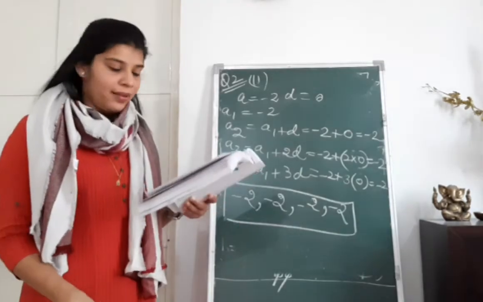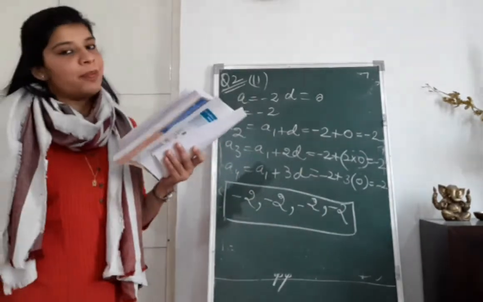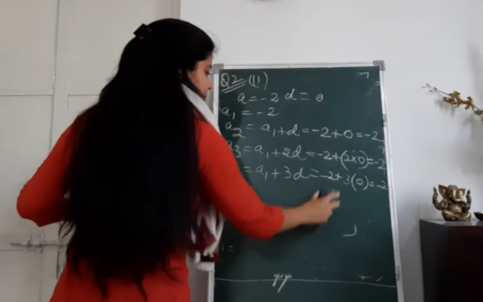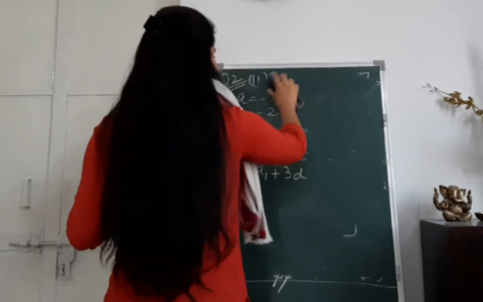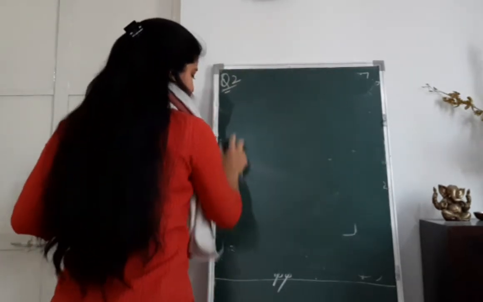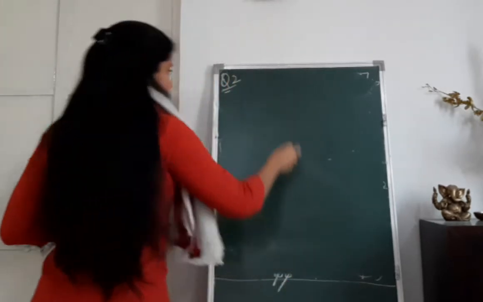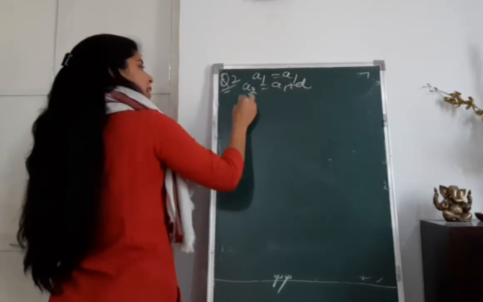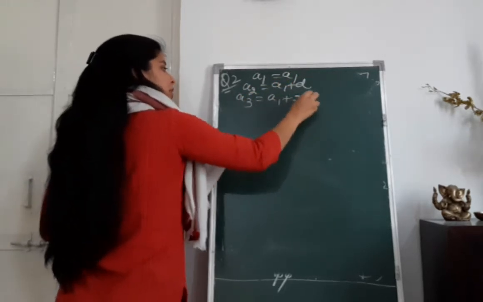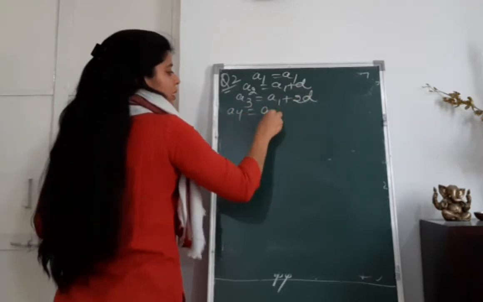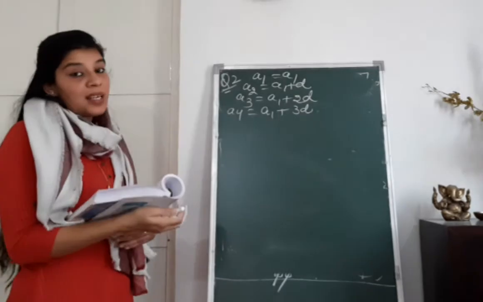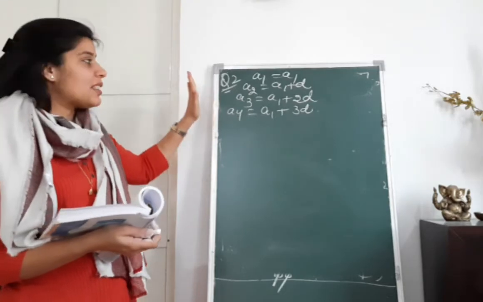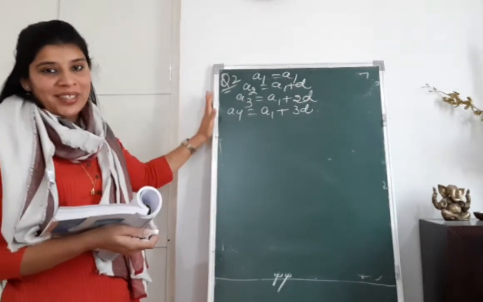Now let's move on to the third part of the second question. I'm going to write down these formulas because we are more or less using them for each and every question. A1 is equal to A1, A2 is equal to A1 plus D, A3 is equal to A1 plus 2D and A4 is equal to A1 plus 3D. These are pretty much direct questions, and if we get these kinds of questions, we should not lose marks. It is very important that we do all these questions correctly.